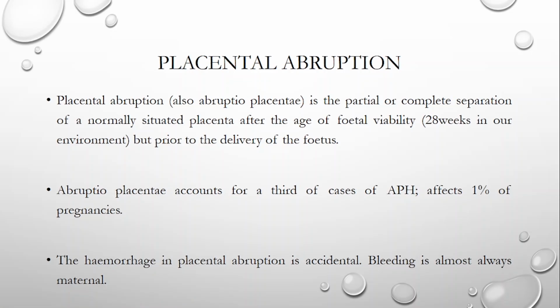Placenta abruptio is a partial or complete separation of a normally situated placenta after the age of fetal viability, but prior to the delivery of the fetus. Unlike placenta previa, where the placenta is implanted in the lower uterine segment, in abruptio placenta the placenta is normally situated in the body of the uterus. So separation of this placenta that is normally situated after 28 weeks is called abruptio placenta.